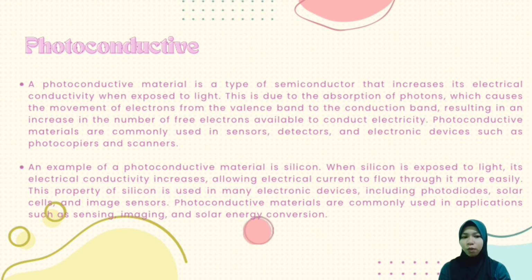An example of a photoconductive material is silicon. When silicon is exposed to light, its electrical conductivity increases, allowing electrical current to flow through it more easily. This property of silicon is used in many electronic devices, including photodiodes, solar cells, and capacitors. Photoconductive materials are commonly used in applications such as sensing, imaging, and solar energy conversion.